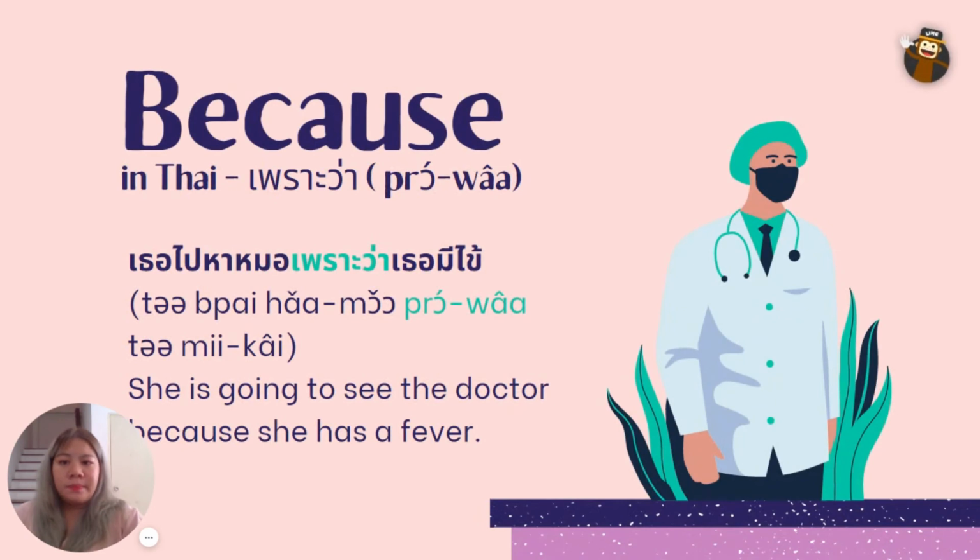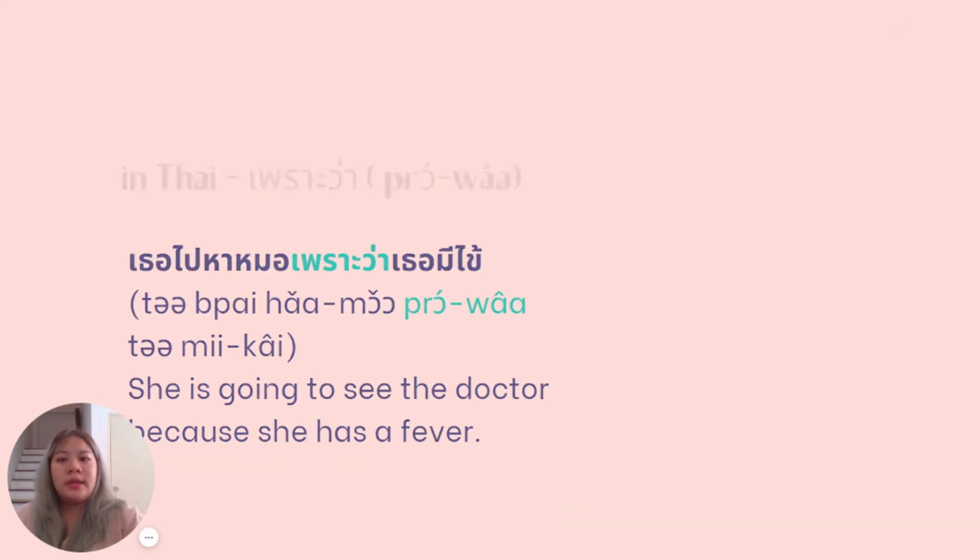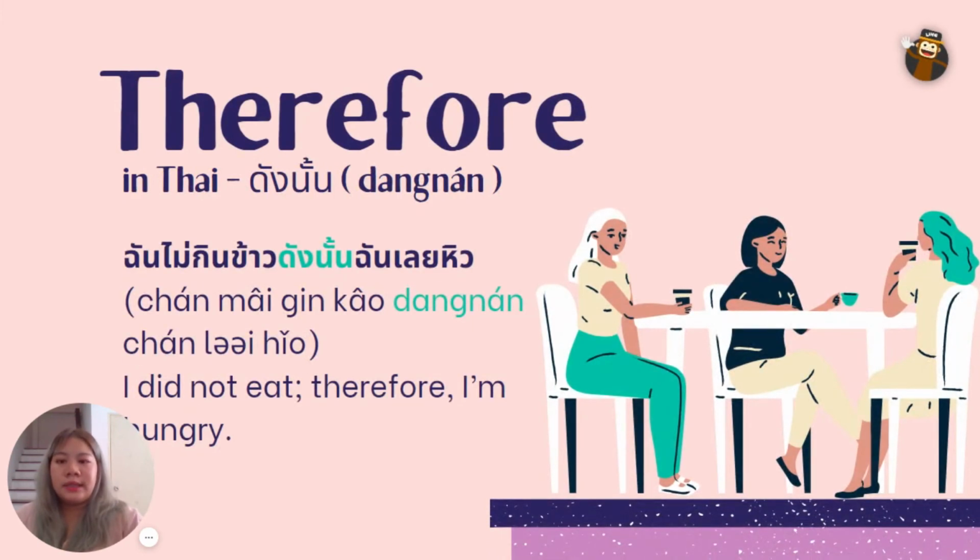Alright, let's get started with the example words. We will start with the word because. In Thai we say เพราะว่า. For example, เธอไปหาหมอเพราะว่าเธอมีไข้. She's going to see the doctor because she has a fever. The next one, therefore, in Thai we call ดังนั้น. For example, ฉันไม่กินข้าวดังนั้นฉันเลยหิว. I did not eat, therefore I am hungry.